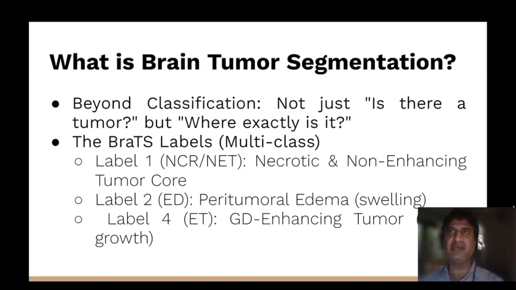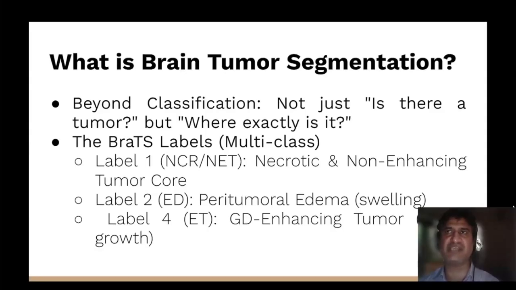In standard AI, we often talk about classification. Is there a tumor or not? But for a surgeon, this is not enough. We need to know exactly where the tumor is. Segmentation is the process of pixel-wise or voxel-wise labeling.